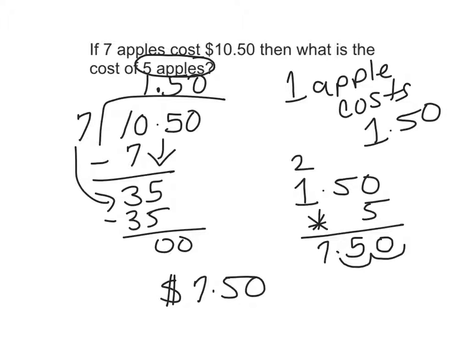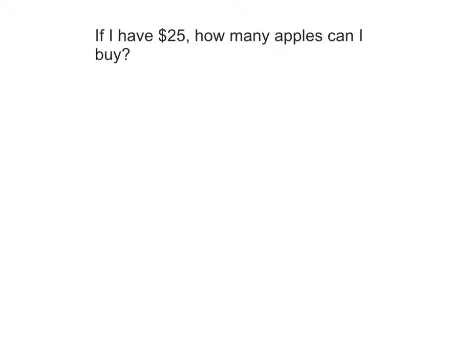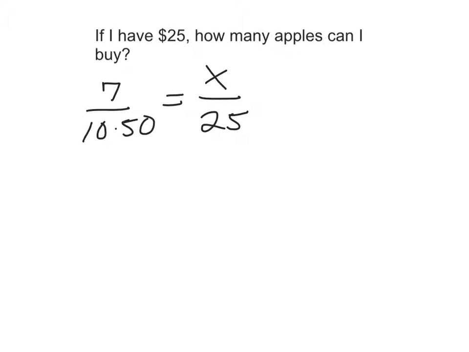Now the second part of this problem says if you have $25, how many apples can you buy? Well, I can solve this a couple ways. I can use my ratio of 7 apples over $10.50 is equal to how many apples over $25. And then I'm going to cross multiply.